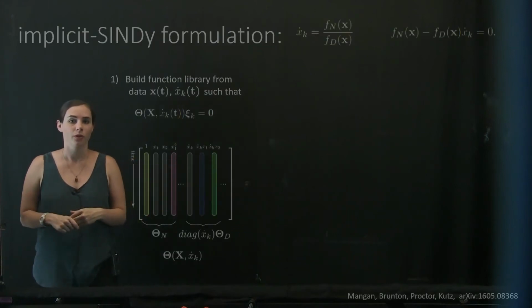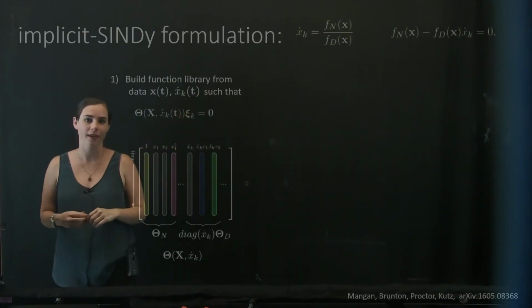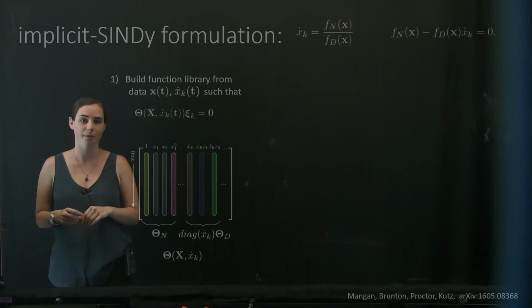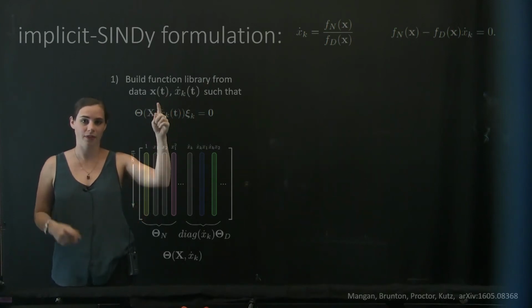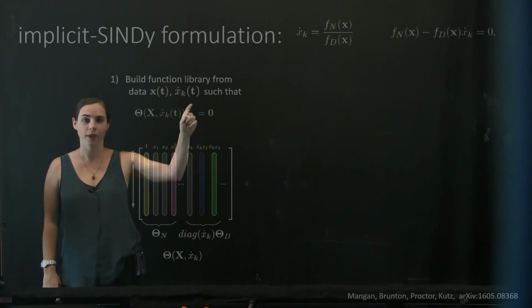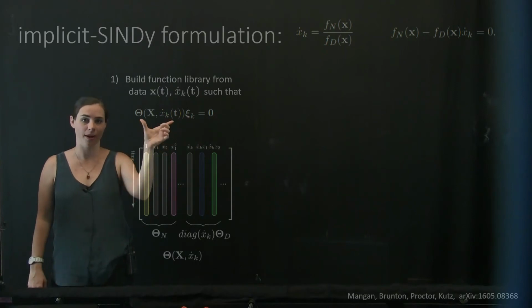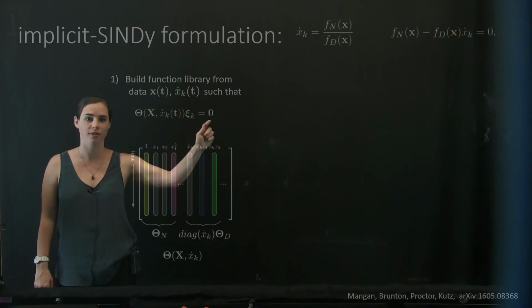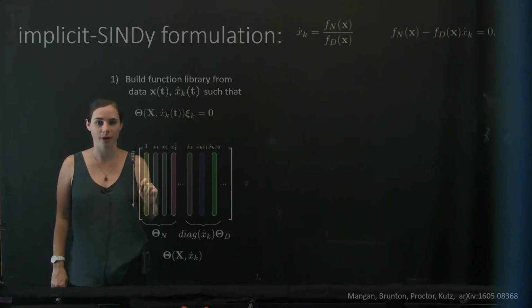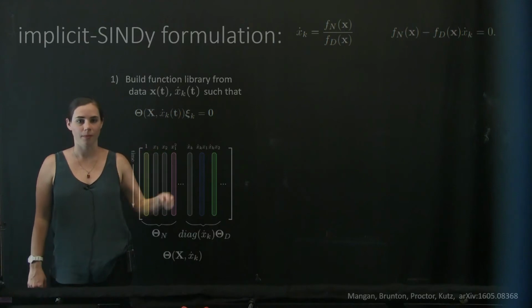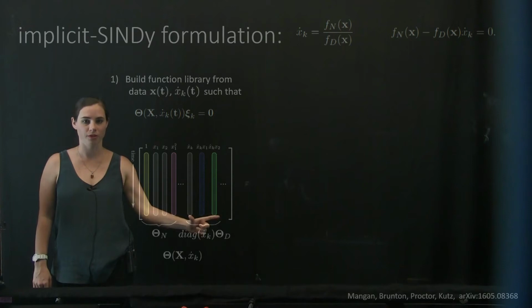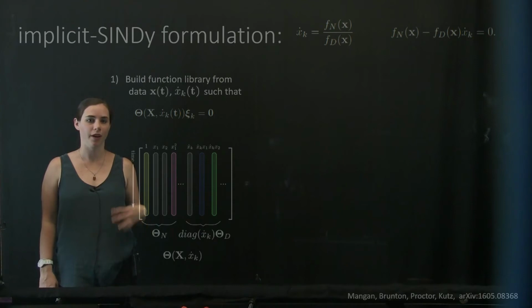Okay, so we have this implicit formulation, and again we're going to build a functional library from the data of the time series of the state variables and also their derivatives. And in this case now the derivatives are living in the library because we have some library that's representative of the functions times the sparse coefficients is equal to that right-hand side being 0. So again, we can use a library of polynomial functions in the numerator and a library of polynomial functions in the denominator times the derivative of a single state variable at a time.